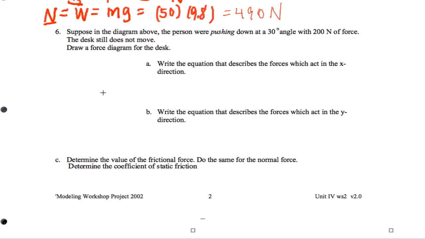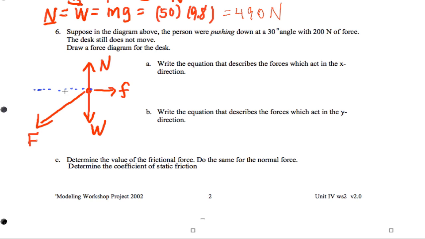So we still have the point that represents our desk. We're still going to have the normal force. We're going to have a weight pointing downwards. We're going to have a friction force, and I'm just going to do something here. I'm going to draw the downward force of 200 newtons like this, that F. And I'm going to draw a little dotted line because there's something we need to actually look at. This is directed downwards at an angle of 30 degrees.